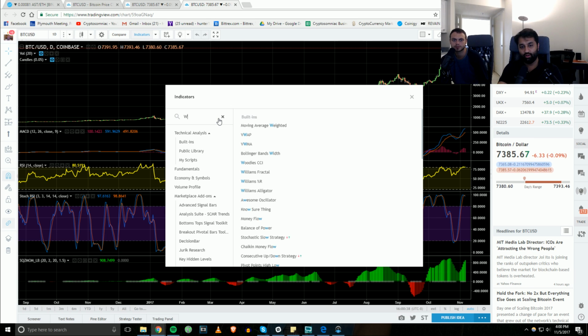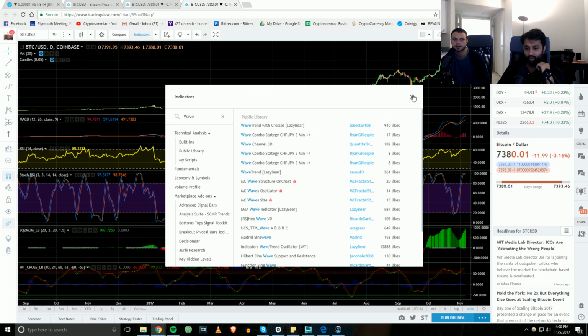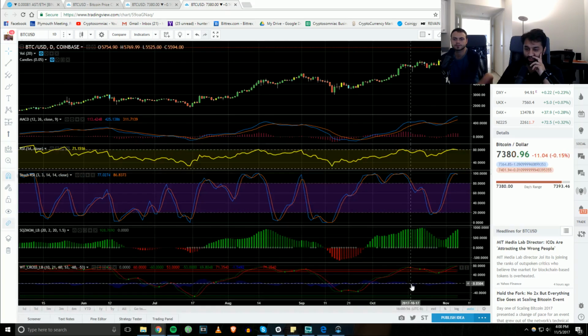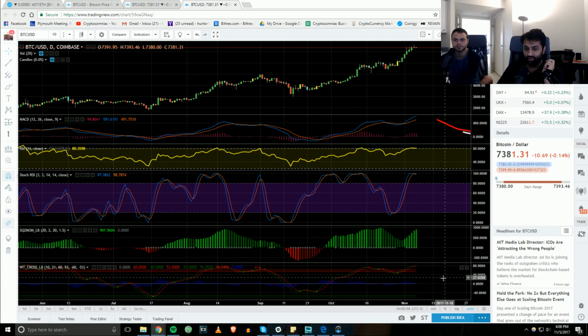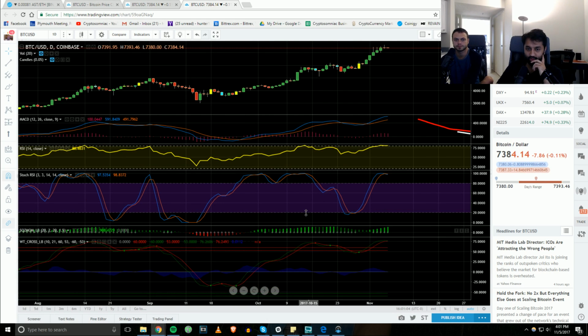That's interesting. There it is. Okay, so it's the Wave Trend with Crosses, by LazyBear. That's a really nice one I like to use. Again, there are thousands of these, so you can pick and choose which one really works for you. But this one, I really like, because it's actually, let's zoom in here.